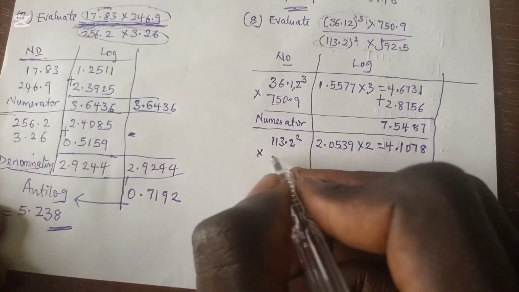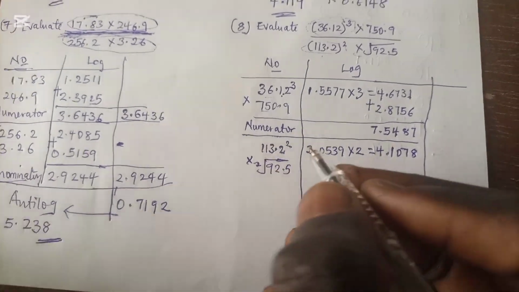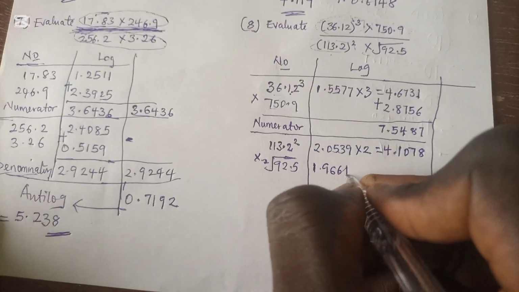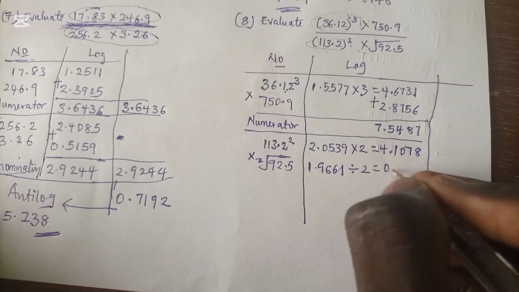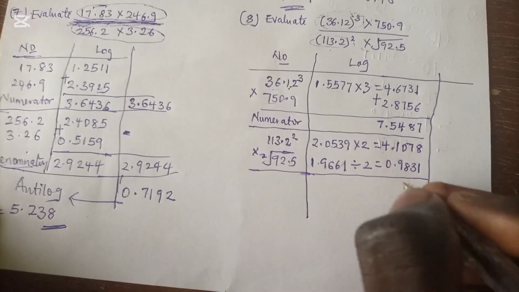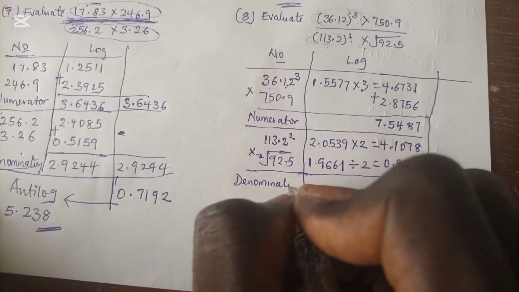So we have the second one, which is 92.5. This is a square root, so 2 is here. It might not be written, but 2 is here. You find the logarithm of 92.5. That will give you 1.9661. Then divided by 2, that will give you 0.9831. Then you solve, and the answer will be 5.0909. That's the denominator.